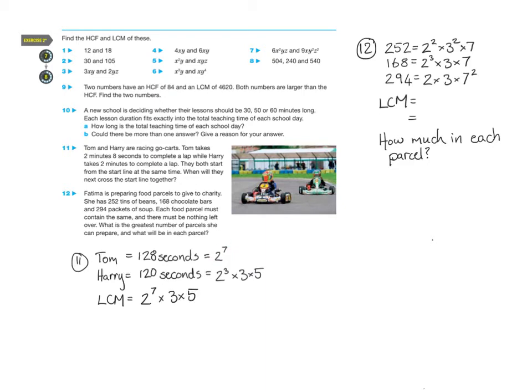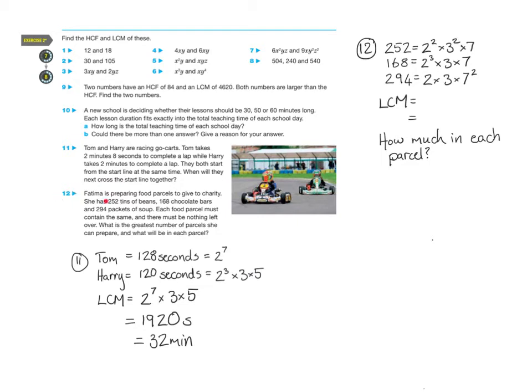So we've got 2 to the power of 7 and 2 to the power of 3. We need to include all 7 2's. There's 2 to the power of 7. Then the 3 and the 5, and when we multiply that all together, we get an answer of 1,920 seconds. Now remember, we still need to divide that by 60, so that means we're going to get 32 minutes. And that's what the question's asking: when will they next cross the start line together?